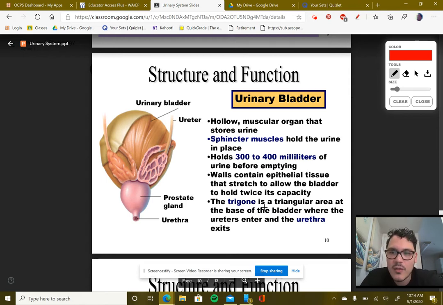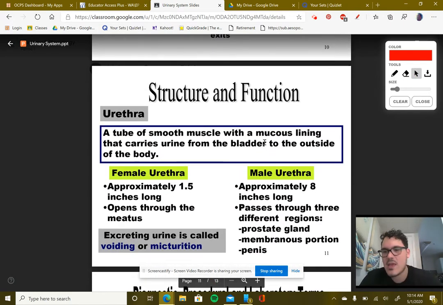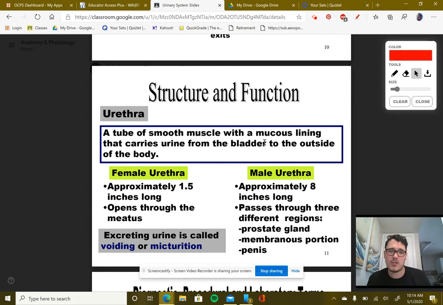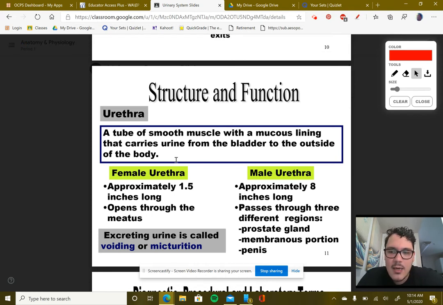All right, let's keep moving now. Let's move back to here. There you go. All right, so finally, we have the small tube structure that comes after the bladder, and that's known as the urethra. The urethra is a tube of smooth muscle with a mucus lining that carries urine from the bladder to the outside of the body. That's it.